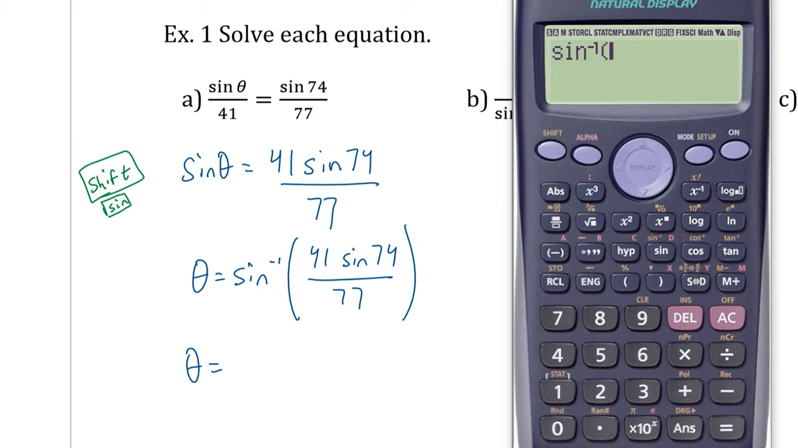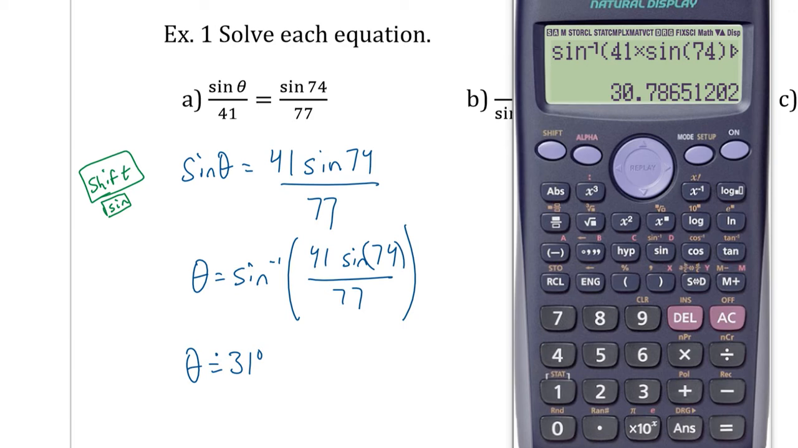So shift sine, hopefully I am in degrees. What's our trick? Cos of 60 is a half, so I am in degrees. So shift sine. It already opened a bracket for me, otherwise I would have to open my own bracket. Okay, and in this case I'm going to go 41 times sine 74. Now again, this calculator opens a bracket, so I have to close that bracket because I only want to do sine of 74 divided by 77. Notice how I do it all together in one shot. And that's 30.78 or 31 degrees. That's how you do it on my calculator.